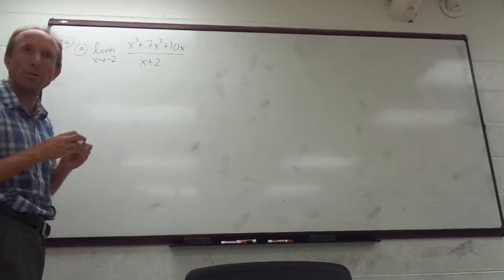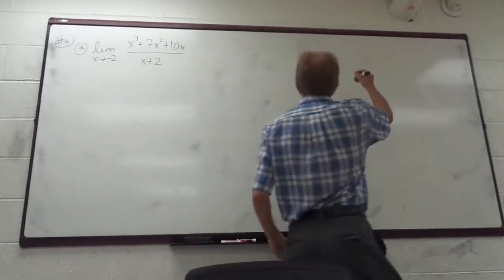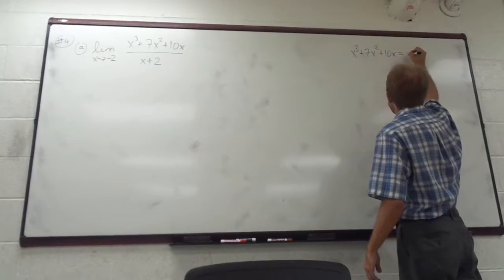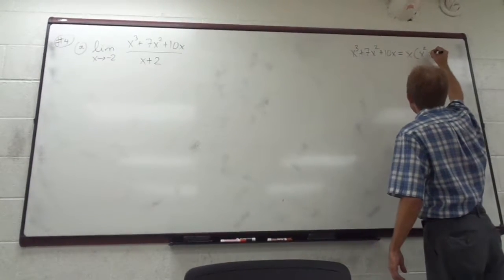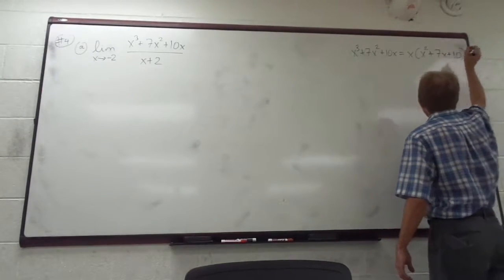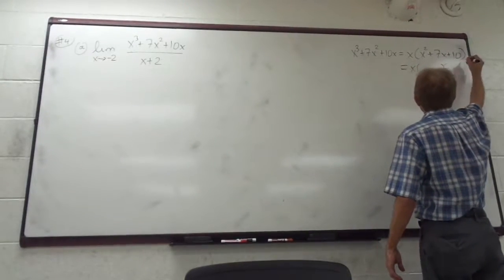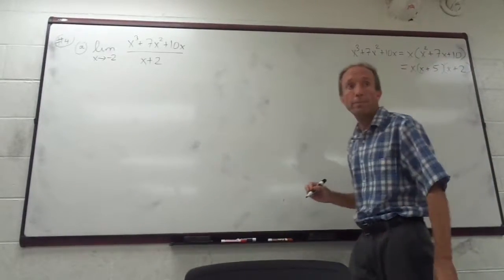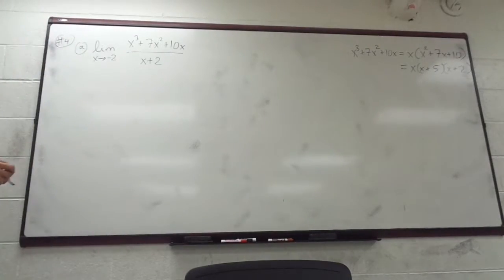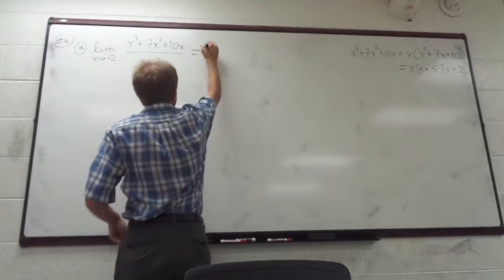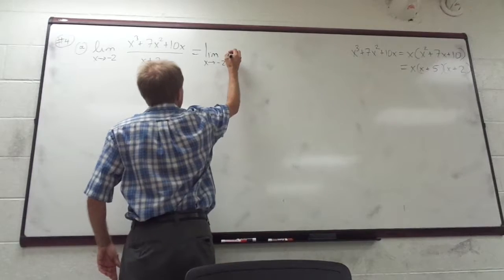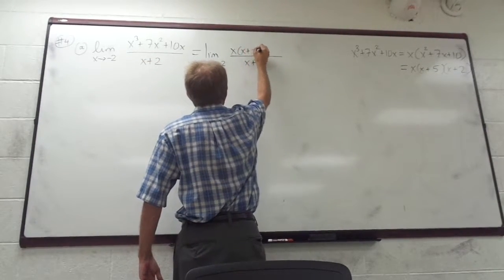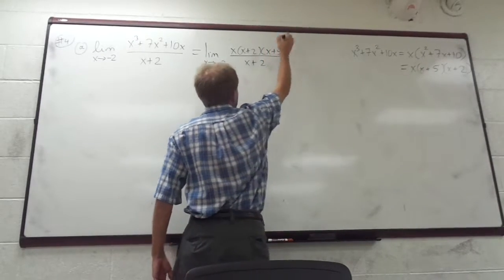Okay, see if we can factor the top. Let's just do that over here so it's not in the way. X cubed plus 7x squared plus 10x. Of course, I can take out an x. That leaves me with x squared plus 7x plus 10. And that then can be further factored, right? X plus 5 times x plus 2. Look okay? Okay, great. So let me just put that into here then. So we have the limit as x approaches -2. On the bottom, x plus 2, and on the top, x times x plus 2 times x plus 5.